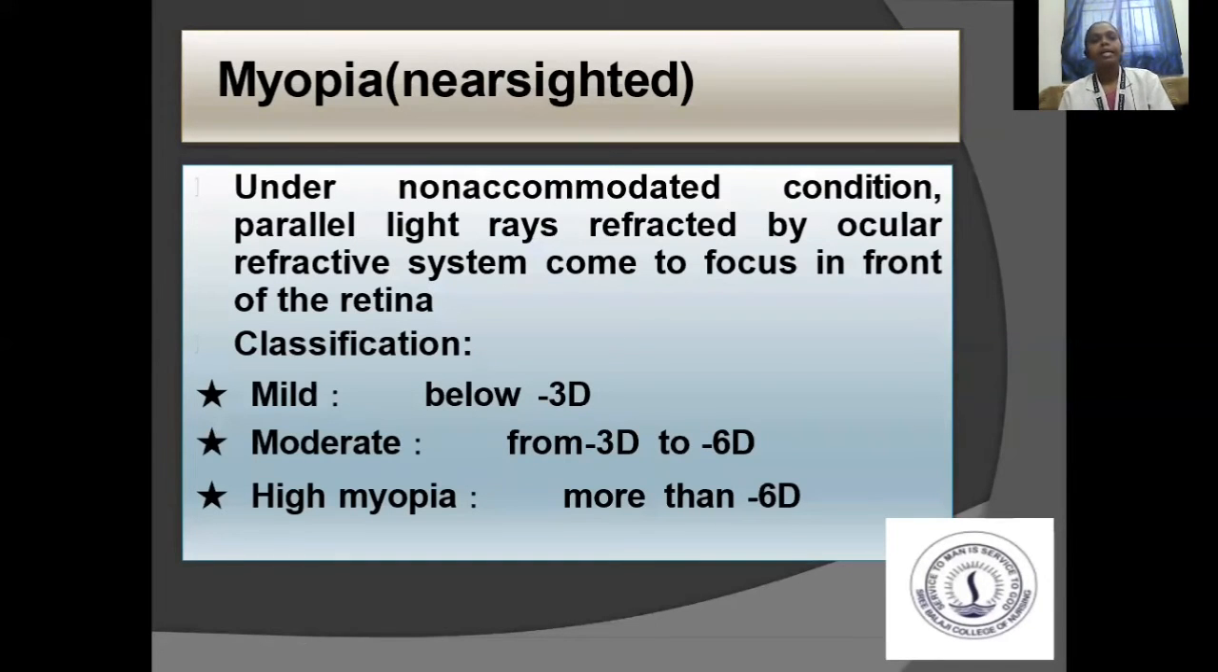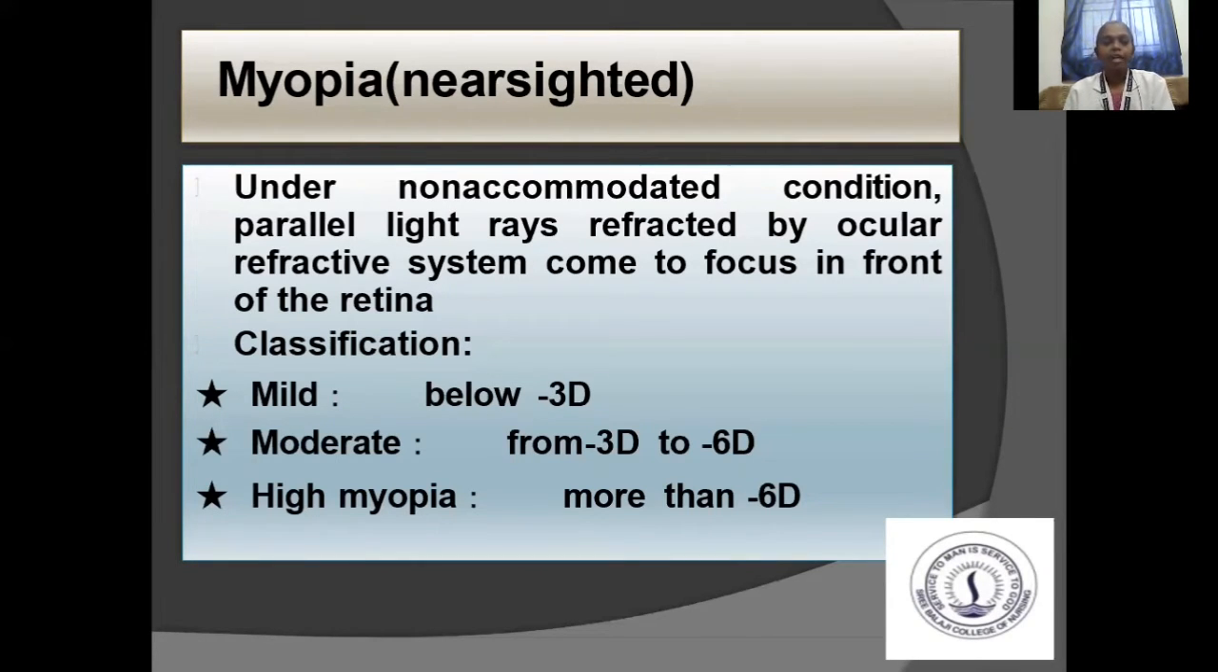Well, first we will see in detail about myopia, otherwise called nearsightedness. Under non-accommodated conditions, parallel light rays refracted by the ocular refractive system come to focus in front of the retina. This is called myopia. The image stops before itself and won't reach the retina properly. This is called myopia or nearsightedness.